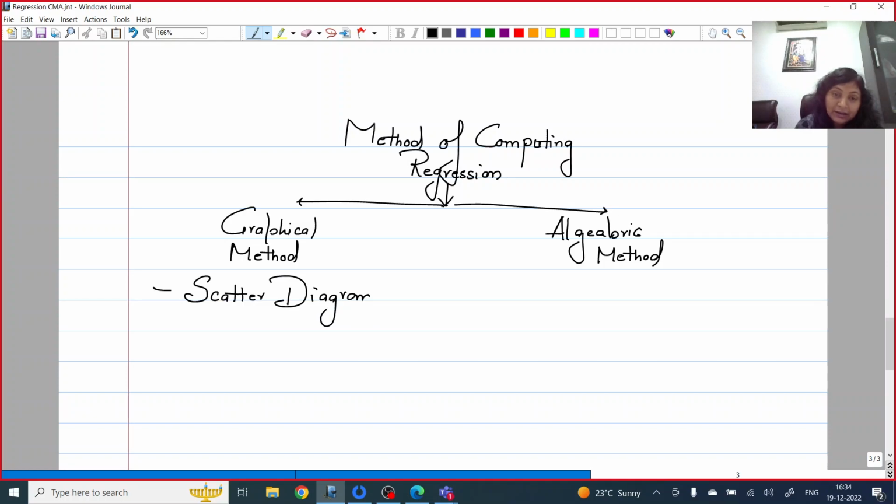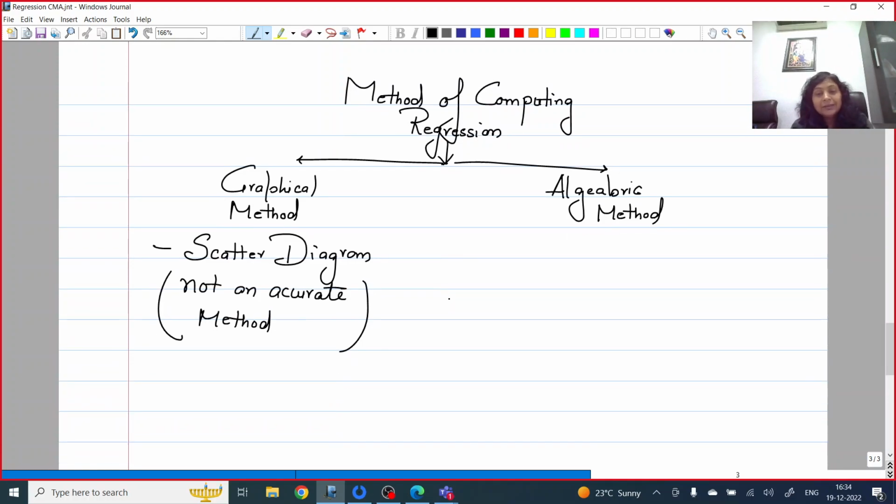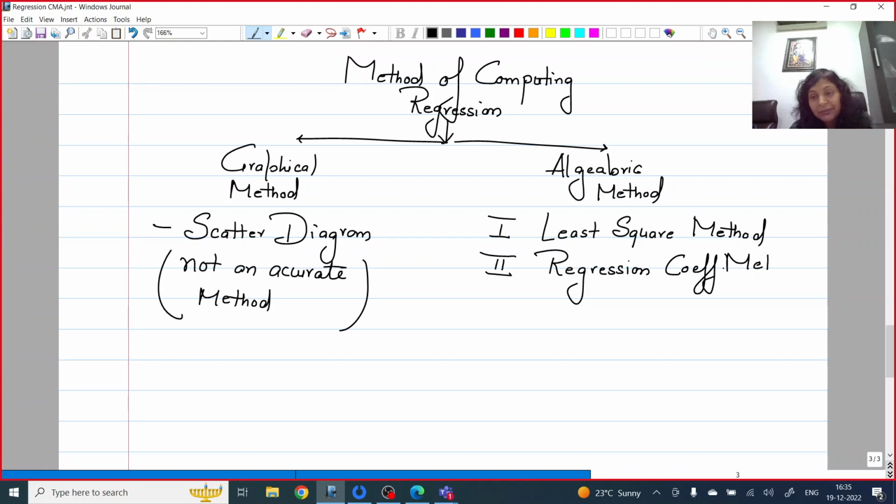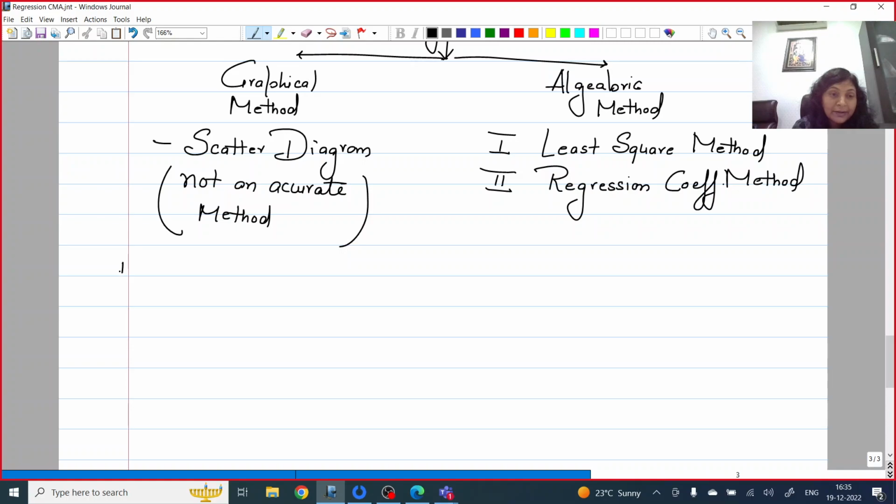We have already done this: we draw regression lines with the help of lines given in mathematical terms, and we draw the lines on graph paper. On the basis of distance or its placement, we can predict the value of correlation, but it's not an accurate method. That's why we never use the scatter diagram to find out regression. The next method is the algebraic method, in which we have two methods. One is the least square method and the second is the regression coefficient method. We'll discuss both the methods one by one. First we are discussing the least square method.